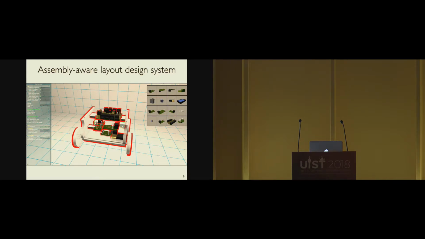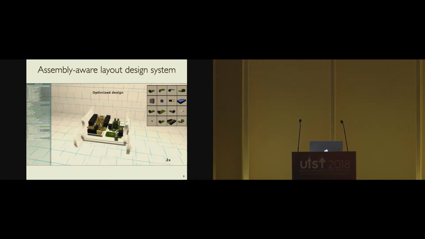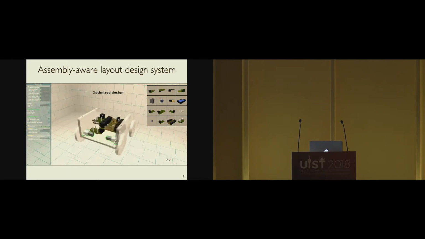Then, to find a valid design, all the user has to do is click the optimize button, and our system uses an automatic process to find a valid layout for each component as well as a corresponding assembly plan. I'll talk about the optimization in more detail in a minute. So the user doesn't really have to manually configure each and every component in the device and can take advantage of our automatic design method.